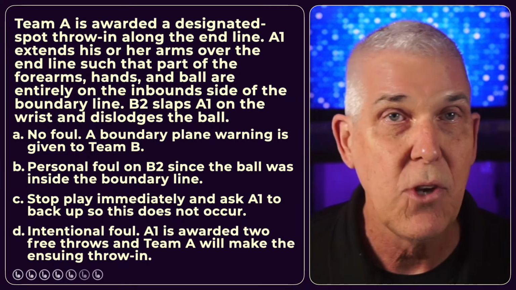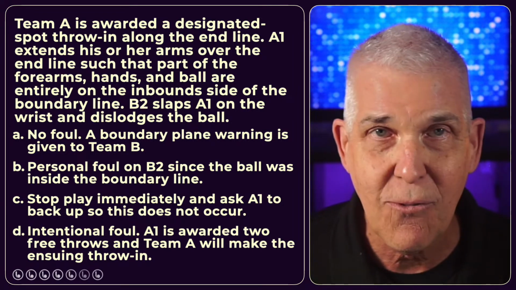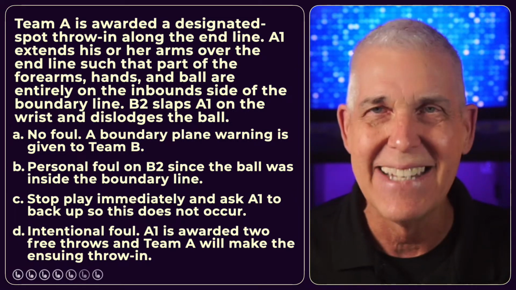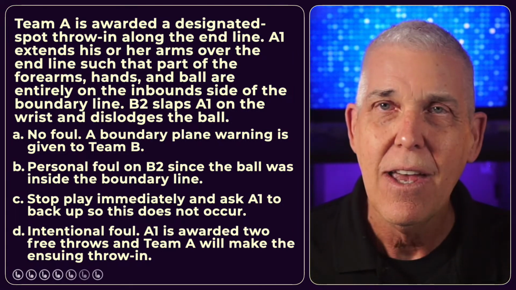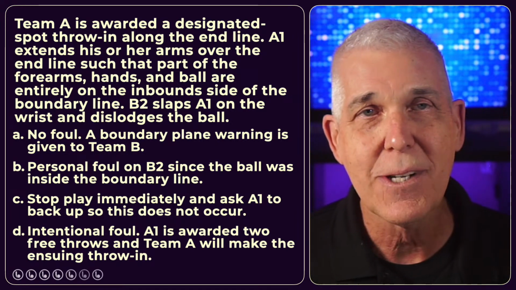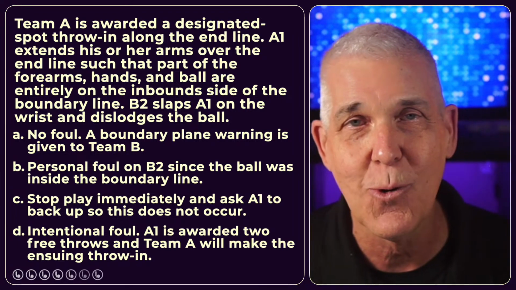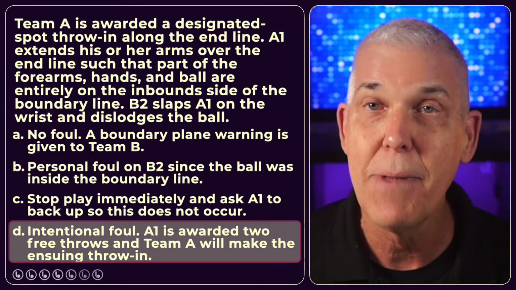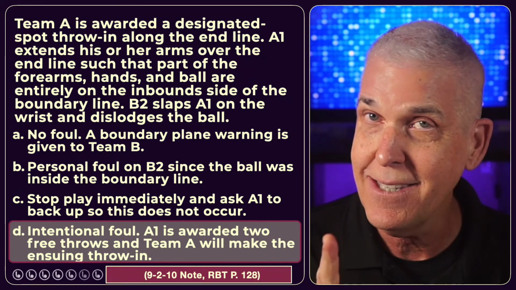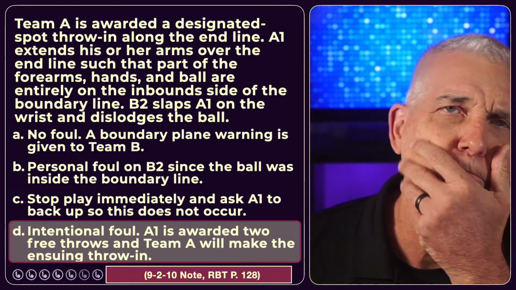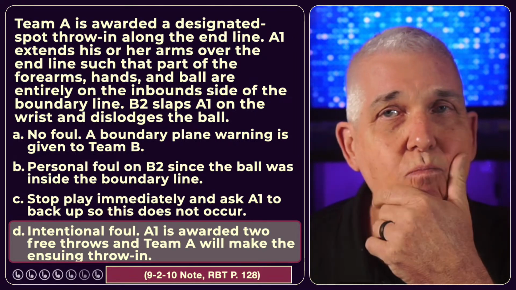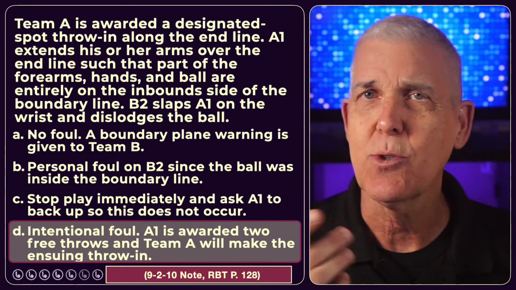So if we look at our answers, no foul, no, it is a foul. A personal foul, no, it's an intentional foul. We know the very common answer C. Stop play immediately and kindly ask A1, would you back up so we don't have that situation? Or D, an intentional foul, A1 is awarded 2 free throws and Team A will make the ensuing throw-in at the spot of the original throw-in unless what? When would it not be at the spot of the original throw-in? That's a bonus question, right?